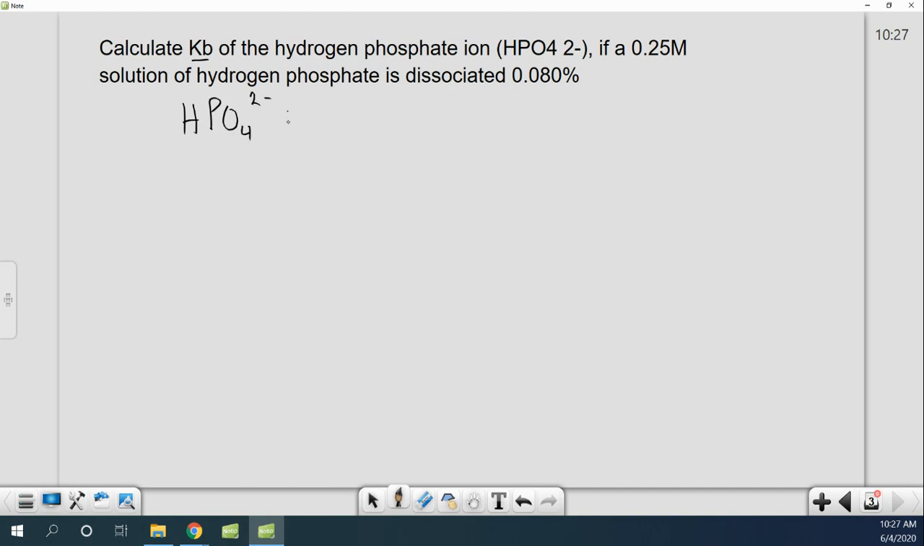Hydrogen phosphate ion. It's going to be a base. We'll put it in water. Let's see what we get. So if it's going to be a base, it has to take a hydrogen, right? So I'm going to end up with H2PO4 1 minus plus hydroxide. All right, so there's my balanced equation. 1, 1, 1, 1. Very nice. Love that. Makes things a little bit easier.